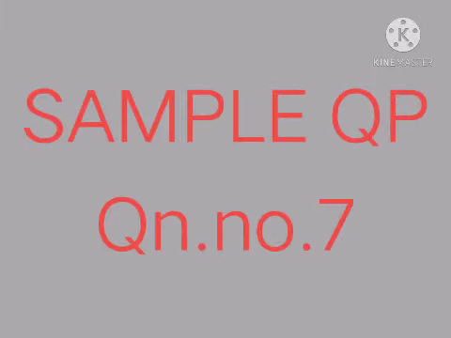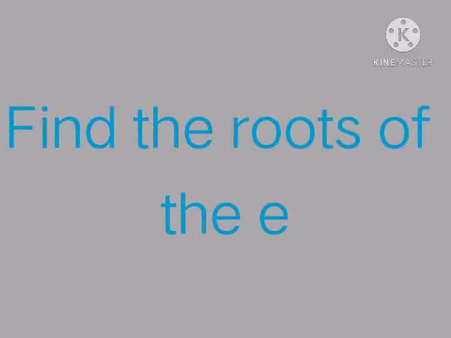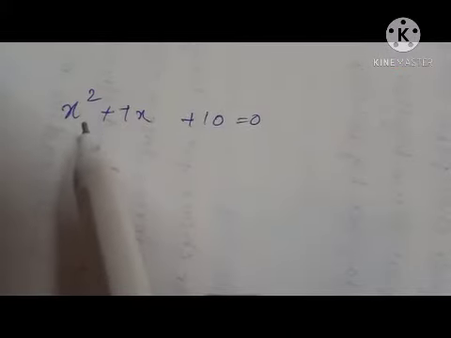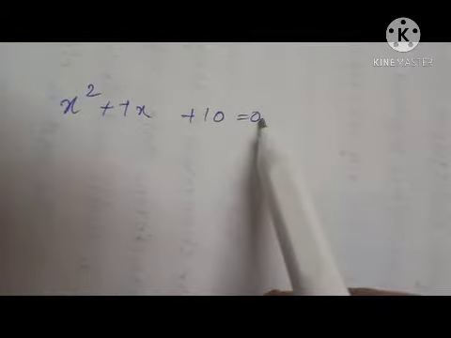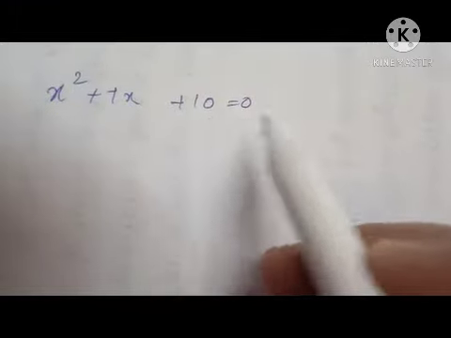So now question number 7. Find the roots of the equation x square plus 7x plus 10 equals 0. The 7th question has an OR question too. That also we have to discuss after this. This is also a 1 mark question. It is given as a quadratic equation and we have to find its roots. The method is not mentioned in the question, so we can use any method.